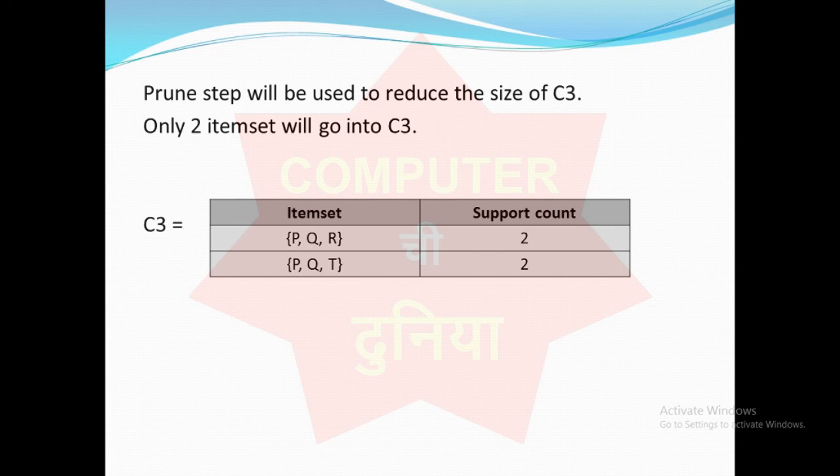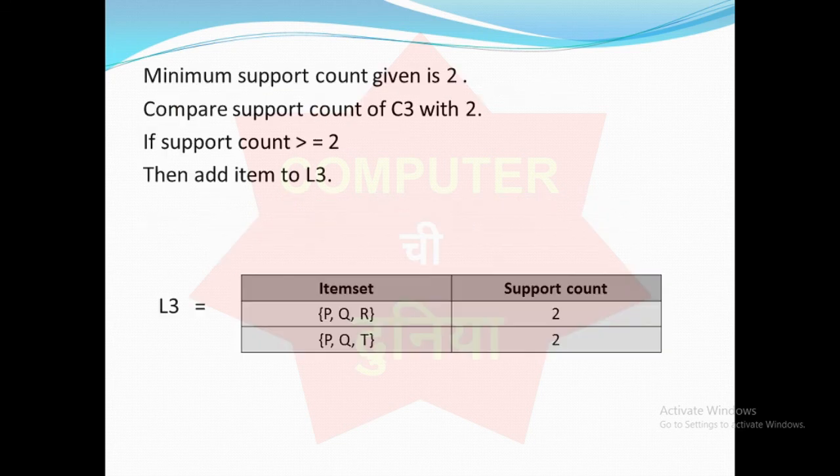Again, for creating list L3, we will check whether the item sets present in C3 satisfy our minimum support count criteria. That is, they should have a support count greater than or equal to 2. As you see, both have support count 2. Hence, both are listed in the frequent list 3, that is L3.